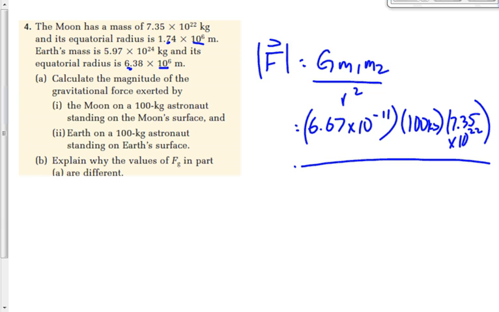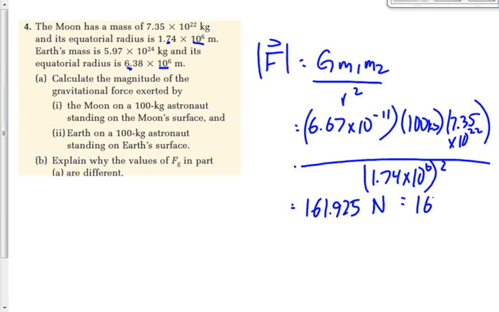Divide that by r squared. Make sure you use the right radius here, the radius of the moon. And make sure you square that entire number on the bottom there. What do you end up getting there? I'm going to guess somewhere around 160. 161.925. Thank you, Joe. And that's going to be Newtons, right? The force of gravity. Technically, we should round that to 3 digits, 162 Newtons.